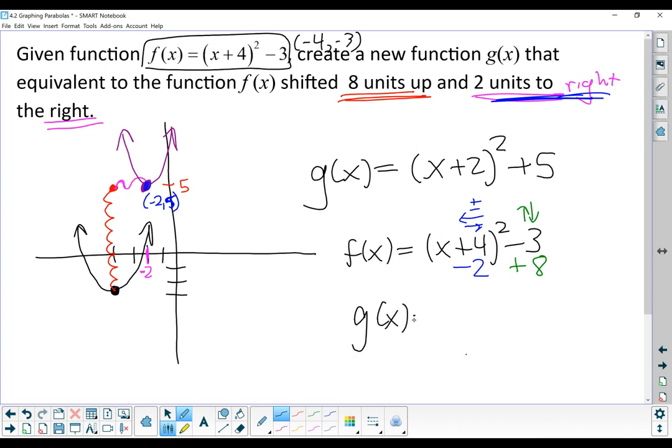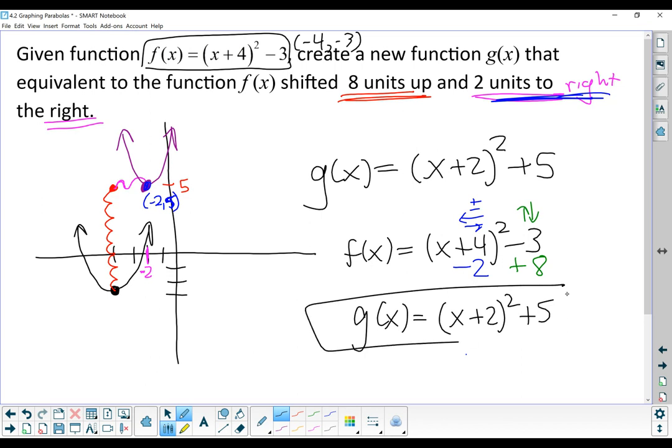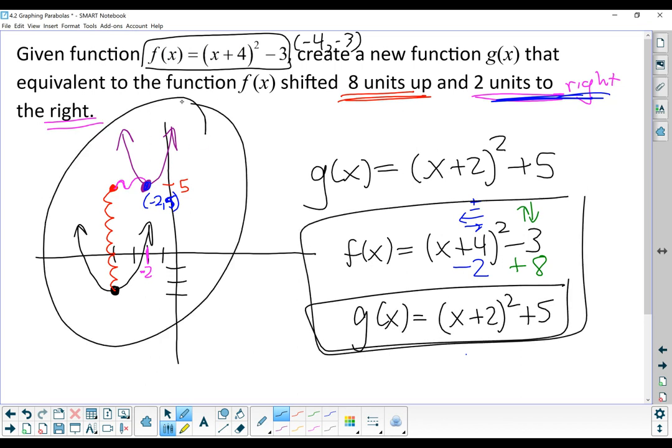And so you can see if you think about it that way, you get exactly the same answer. We get that g of x equals x, and this would combine to give us a plus 2 squared and then a plus 5. So we ended up in the same place. So you can kind of do it either way. You can think about it graphically on a picture, or you can think about where each of those changes is happening in the equation.